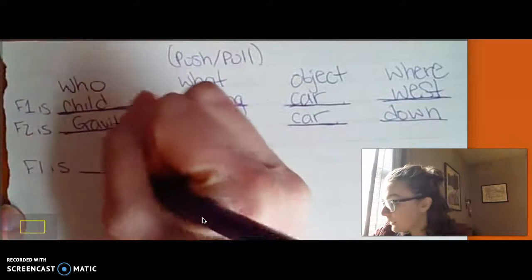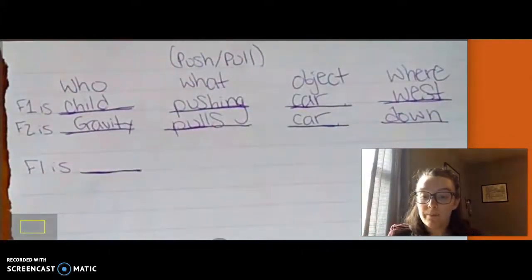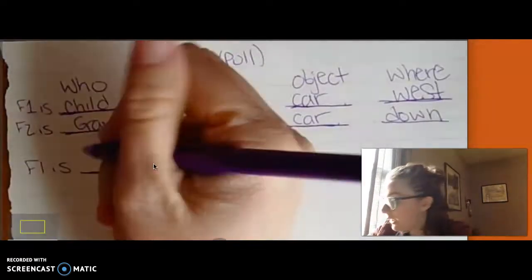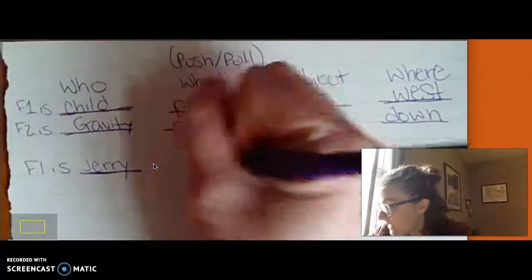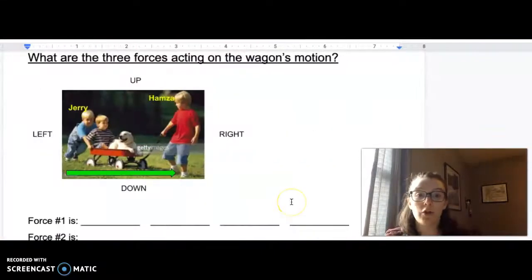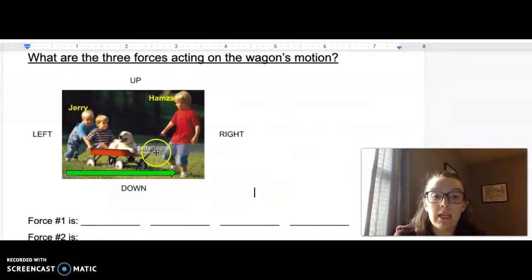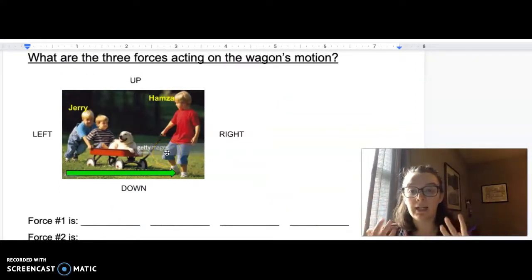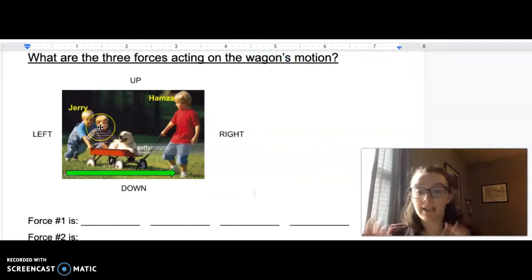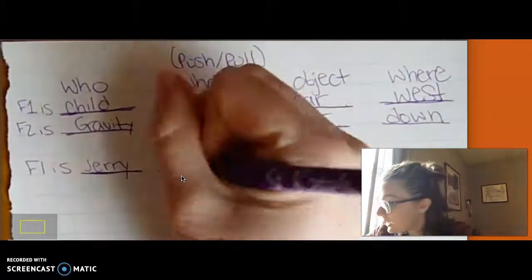Now, again, the first thing we have to answer is that who. And we decided our first who is going to be Jerry. So our who is Jerry. The next thing we have to decide is that what. Now the what is the push or pull. So is Jerry pushing? Is he pushing or is he pulling that wagon? Now again, I know it's a wagon because in the directions it says what are the 3 forces acting on the wagon's motion. Now looking at this picture, I can tell that Jerry is pushing the wagon. So force 1 is Jerry pushing.